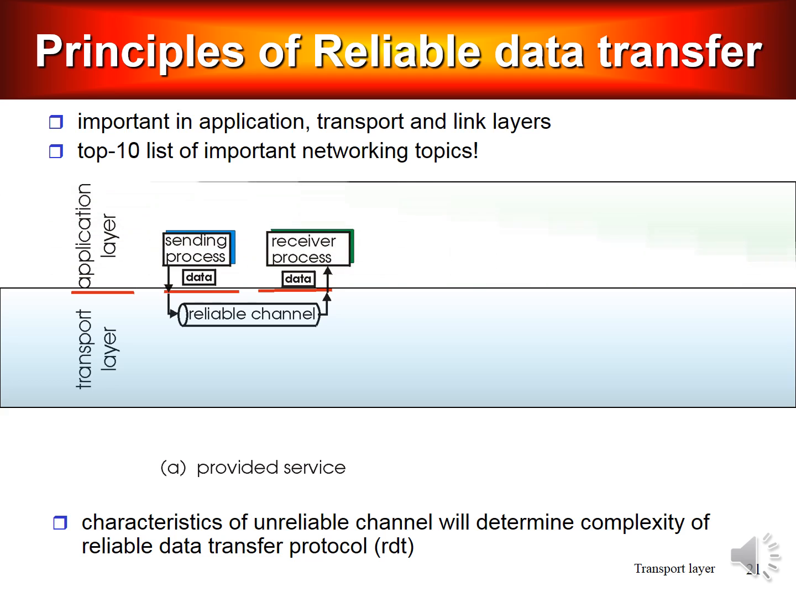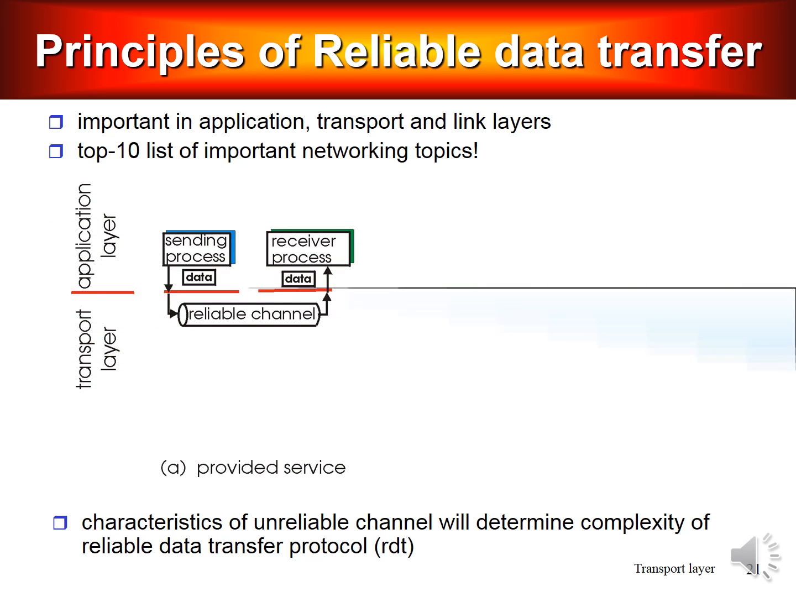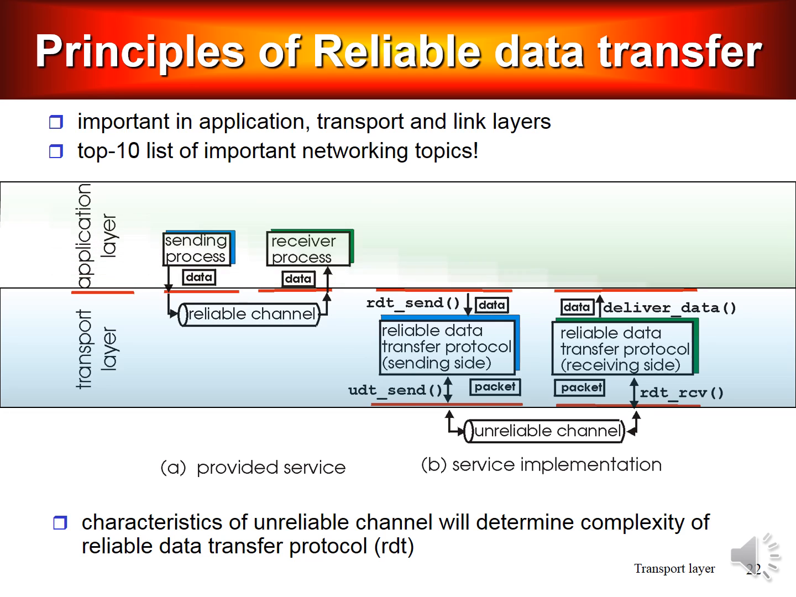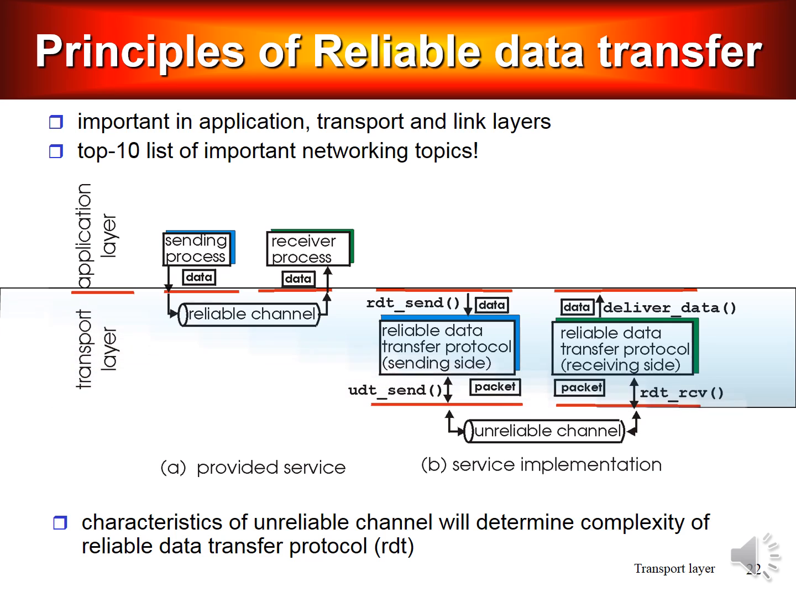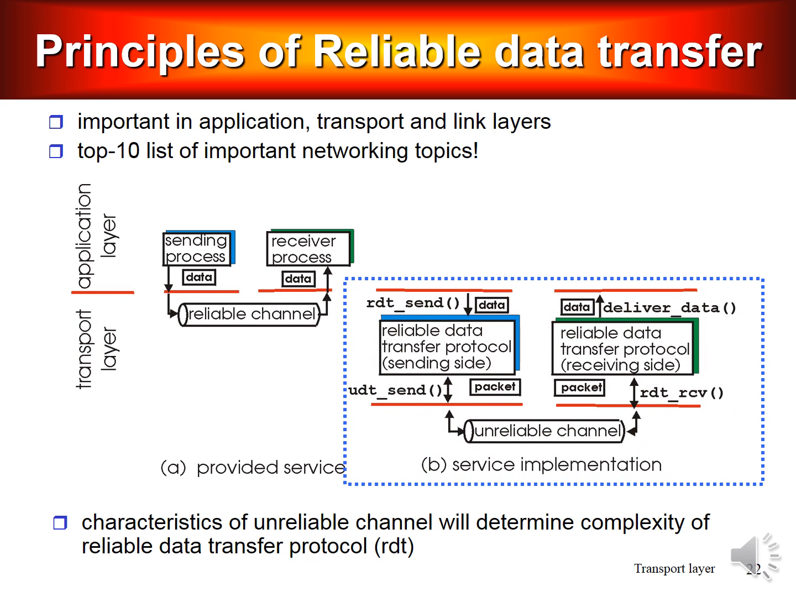Next, transfer protocols and the principles of reliable data transfer. The sending and receiving processes. The complexity of the reliable data transfer protocol depends on the characteristics of the unreliable channel.